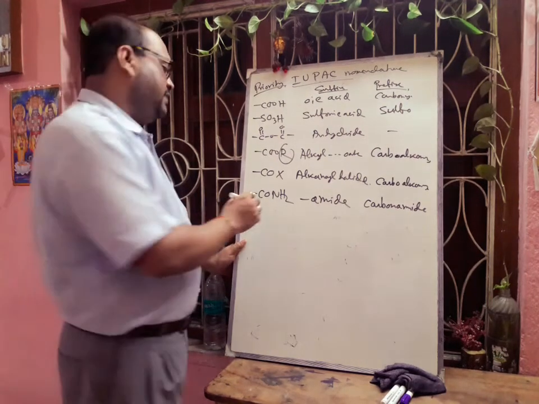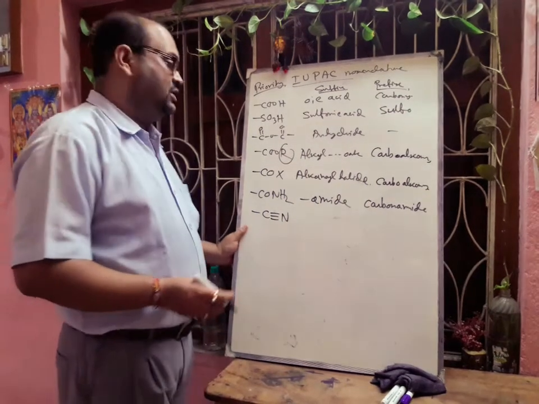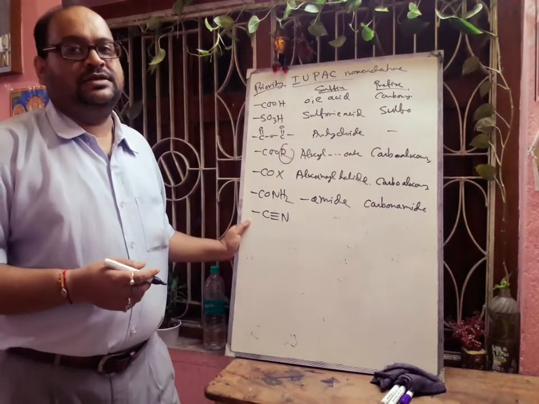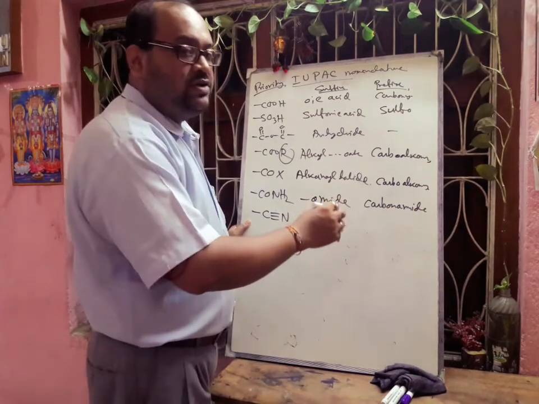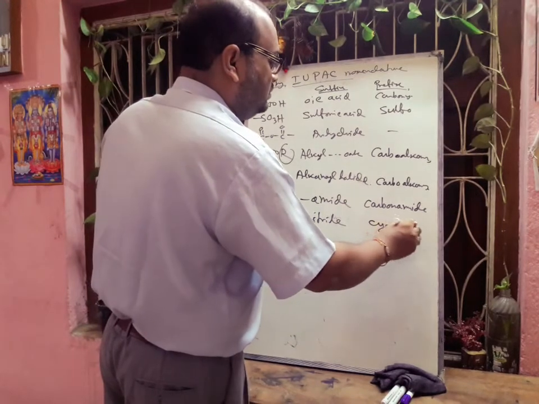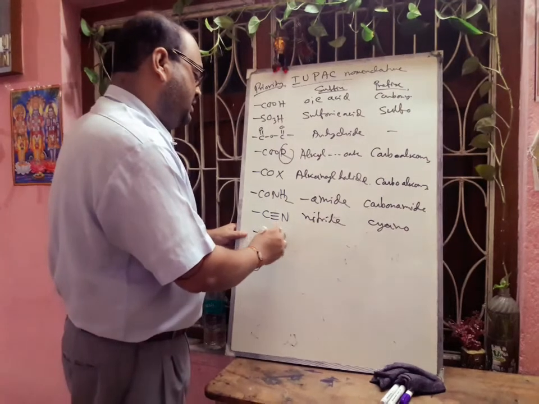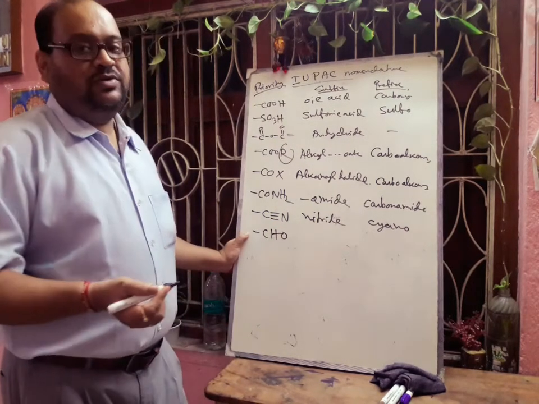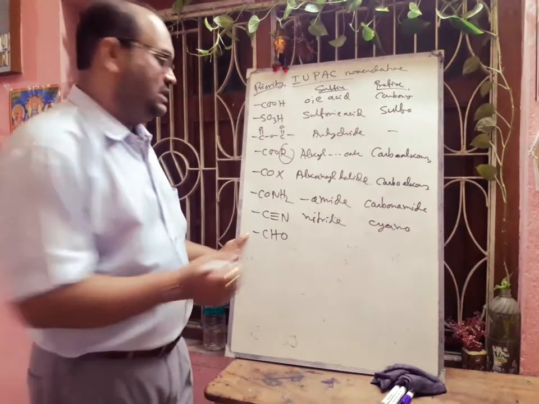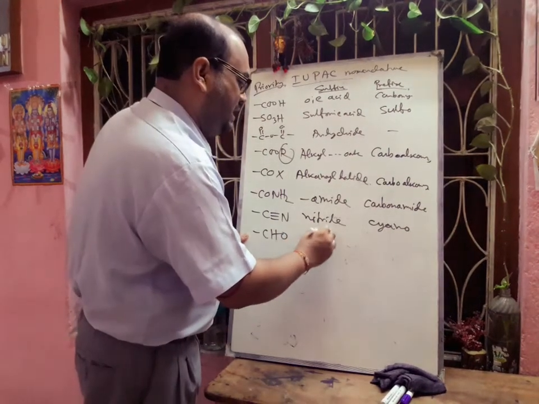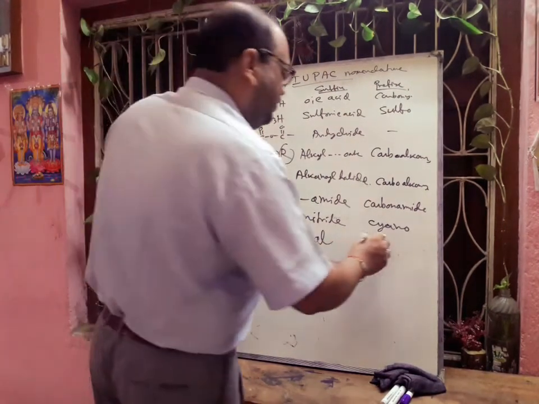After this amide, there will be the position of CN, that means nitrile or cyanide. So in this case, what will be the suffix? Suffix will be nitrile and prefix will be cyano. Next, the position is for aldehyde. In case of aldehyde, all of you know that it was in the class 10 syllabus. You have to add AL. But when it is a prefix, then you have to write formyl.